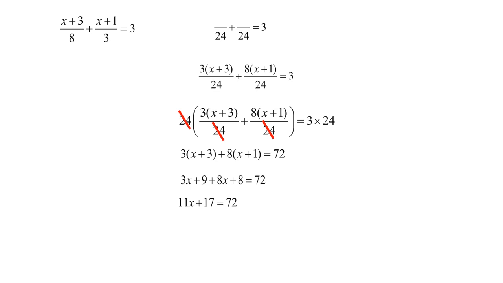We keep the variable on the left-hand side, and we take that positive 17 and take it to the other side of the equation, so it becomes 11x equals 72 minus 17, which further reduces to 11x equals 55. At this point, we can divide both sides by 11. x equals 55 divided by 11, which further reduces to x with a value of 5.